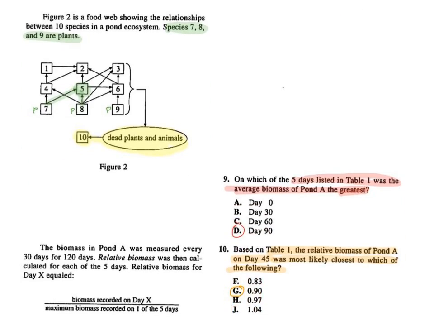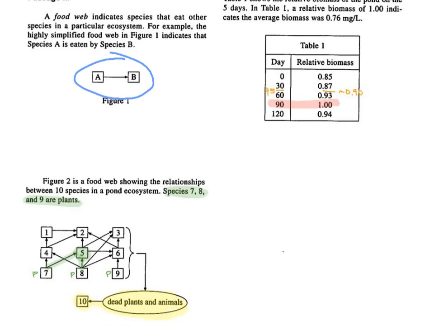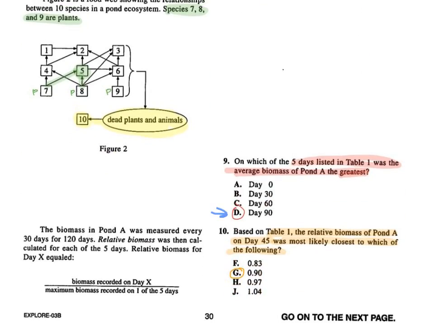So number 9 says, on which of the 5 days listed in Table 1 was the average biomass of pond A the greatest? Okay. Well, in Table 1 it gives us the relative biomass, but based on the way that was calculated, the higher the relative biomass, the higher the average biomass. So the highest number in this table is 1. So day 90 had the highest biomass. So that was letter D.